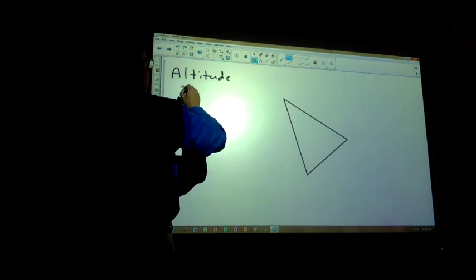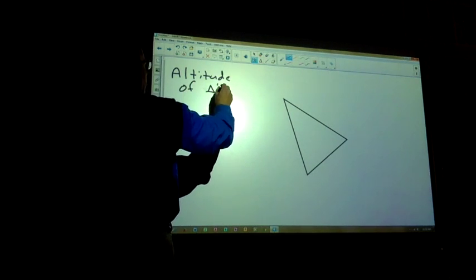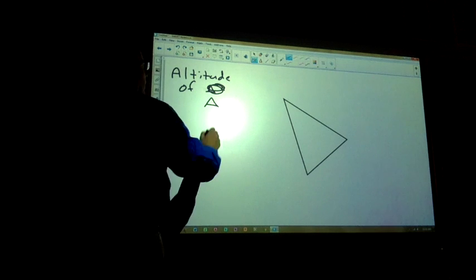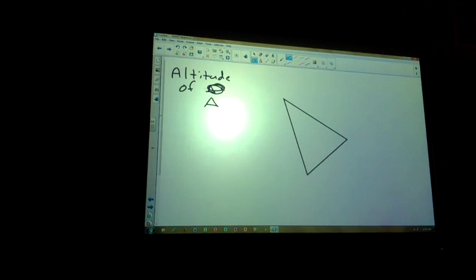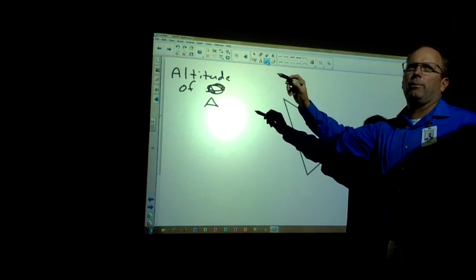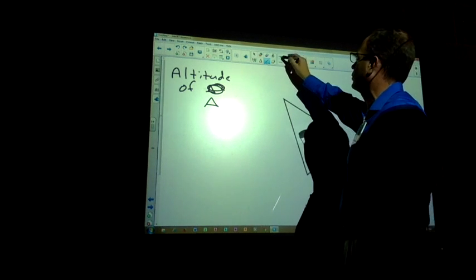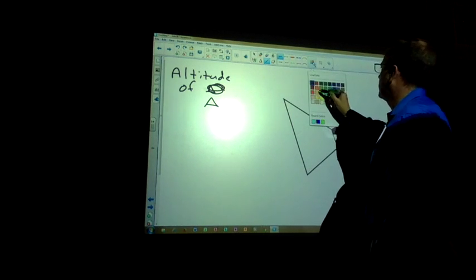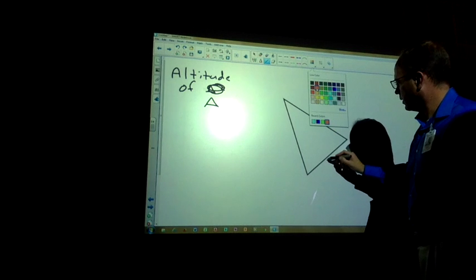Altitude of a triangle. Altitude's how tall it is, correct? Yes, indeed. Altitude's how tall it is. Everyone agreed? Something that is important to know about altitudes will help you every time you're doing construction of altitudes.